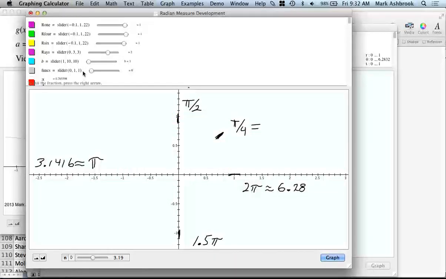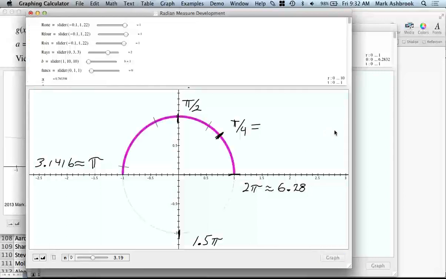You're too slow. 0.785. Is that what you got? 0.785, and that's what we said, about 0.8.